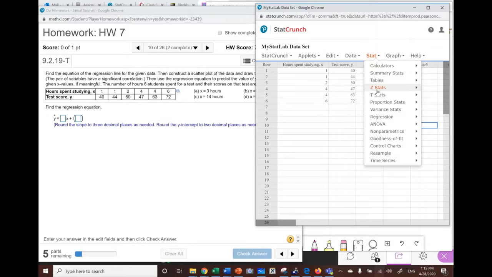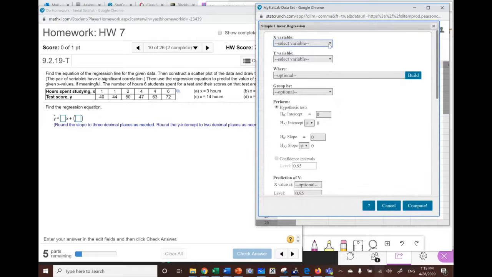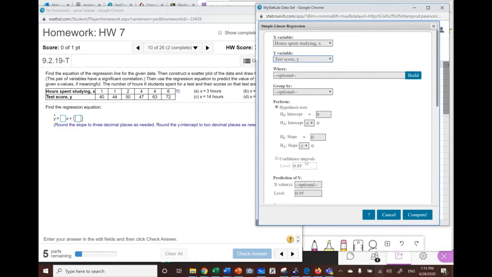We go to Stat, and we go down to Regression, Linear, as we did before. For X, we're going to choose the hours of study, which is X. And for Y, we choose the test score, which is Y. Now remember, in here they wrote X and Y just to make it easy for you to match X with X and Y with Y.